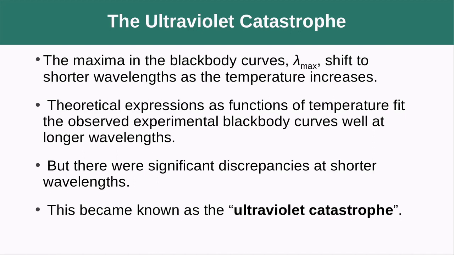We have the problem with black body radiation, that we have something called the ultraviolet catastrophe. The maxima in the black body curves, lambda max, shift to shorter wavelengths as temperatures increase. Theoretical expressions as functions of temperature fit the observed experimental blackbody curves at longer wavelengths, but there is a significant discrepancy at shorter wavelengths, and this became the ultraviolet catastrophe.